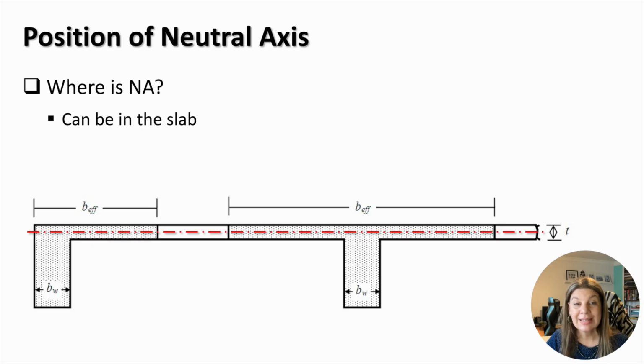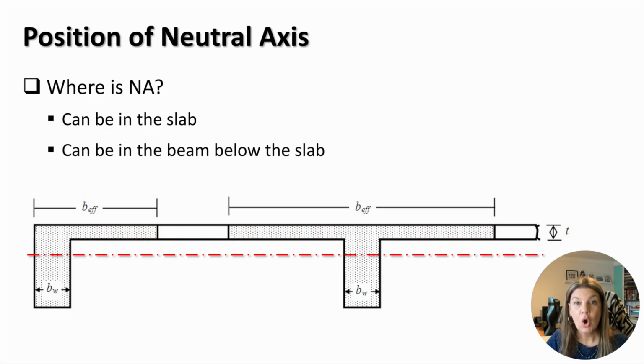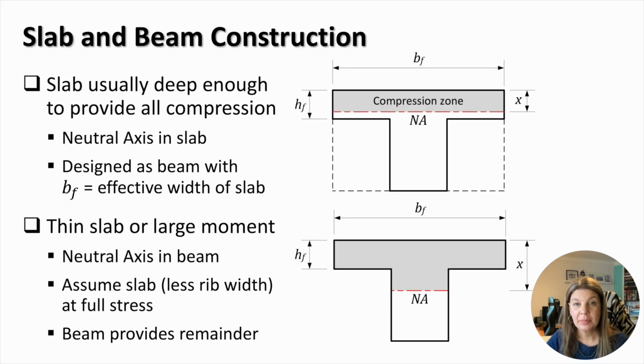First, let's consider where the position of the neutral axis can be. It can either be in the slab, or it can be in the beam under the slab. The presence of the slab in the beam cross-section introduces two possible design situations. The first design situation, on the top right in the slide, shows the neutral axis in the slab. In this case, the slab provides all the compression.